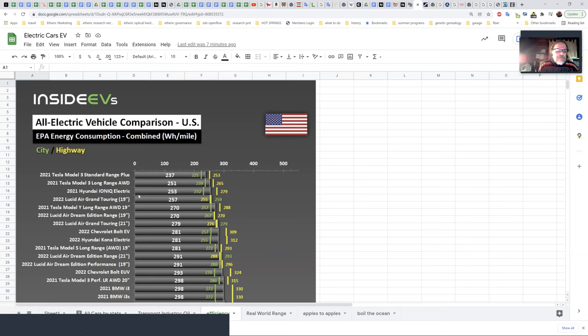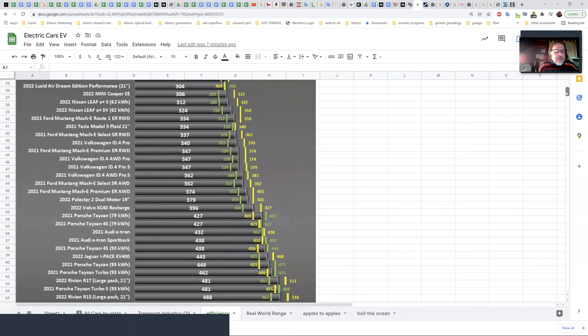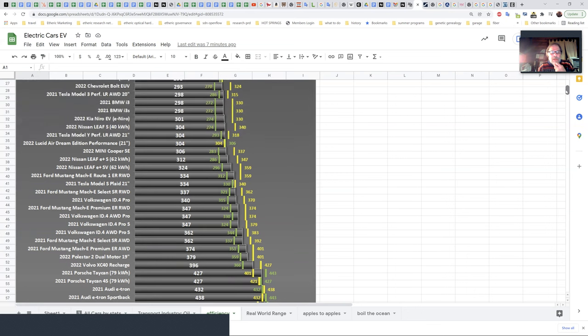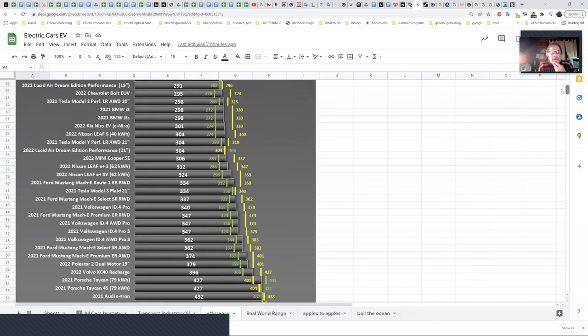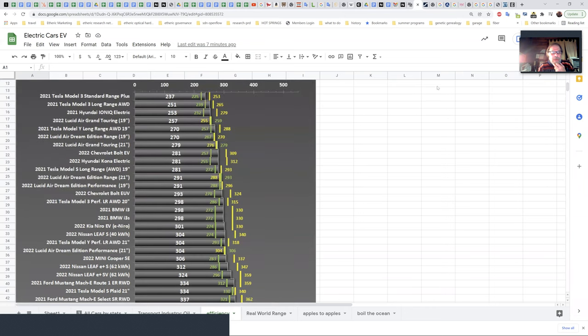Now, where does the Nissan Leaf show up in this efficiency spectrum? I do not see the Leaf even on the first 10 or so vehicles here. I'm looking for the Leaf. There it is. The Leaf looks to me like around 324 watts per mile. The cost of ownership will be 20% higher than getting a Tesla or a Hyundai Ioniq. And it'll be about 10% higher than getting a Hyundai Kona.